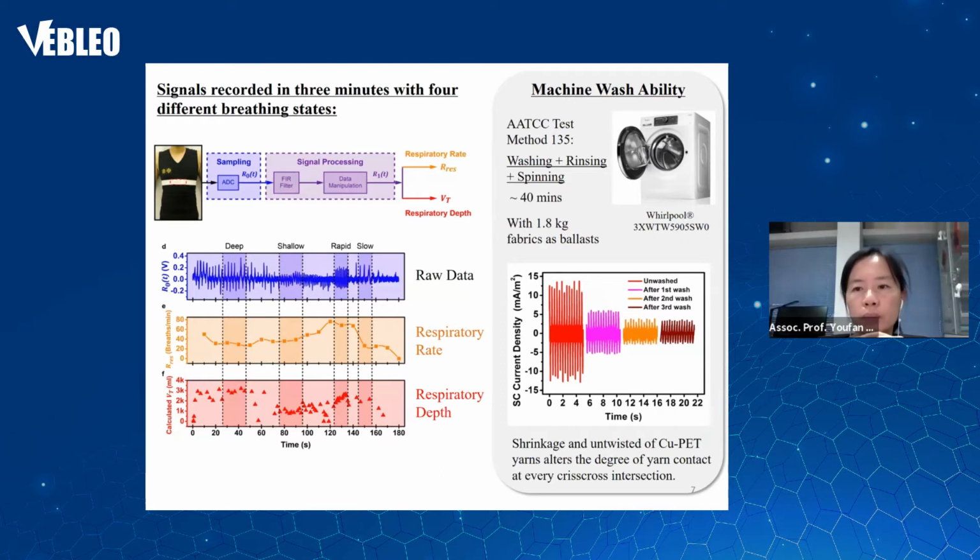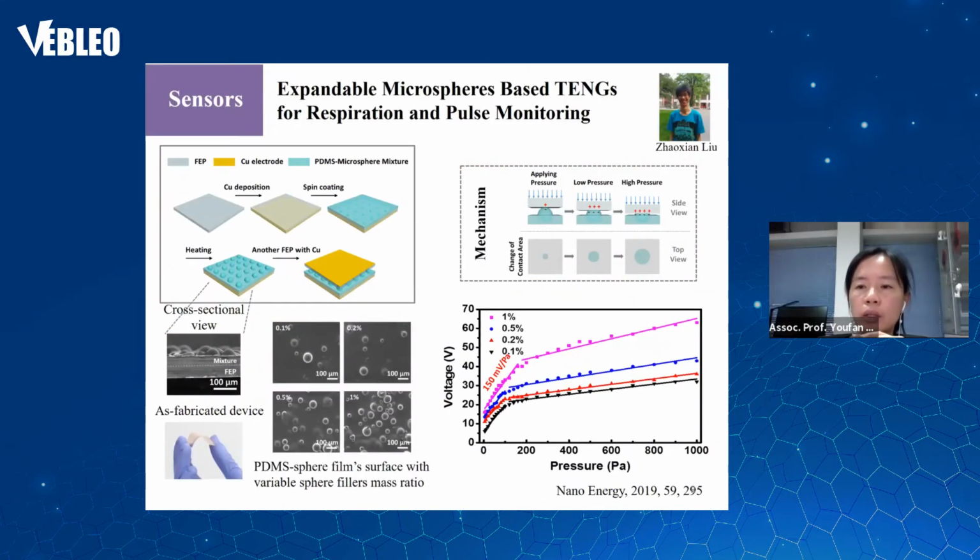Another very important property of this e-textile is that it is machine washable. So you can just throw the device in the machine and get it washed, and the performance is still acceptable. And to capture the information from the body surface, generally the device should be very soft.